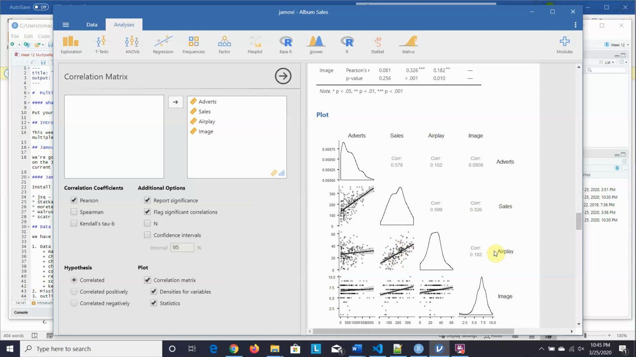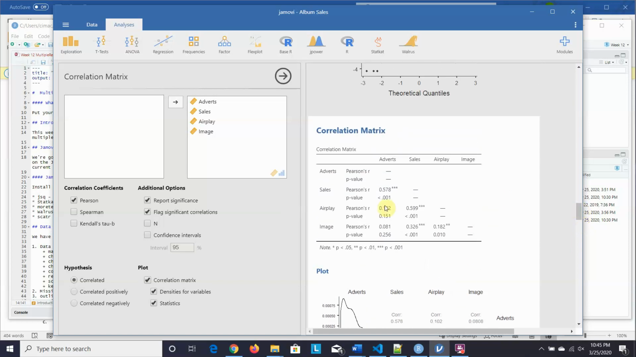And so we're going to look at our other correlations between our other variables. If we look at adverts with airplay, we can see that that's not very strong. Same thing with adverts and image, and the same thing with airplay and image. So from the plots, we can see they're not very big. If we actually go look at the correlation matrix, we can see 0.102, 0.081, and image and airplay 0.182. Those are all low correlations, so we don't have a problem.